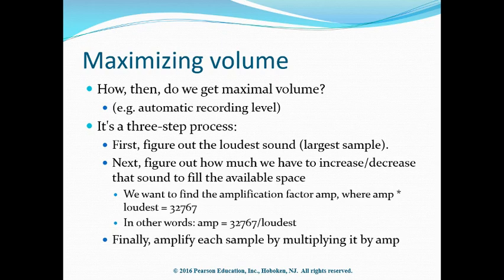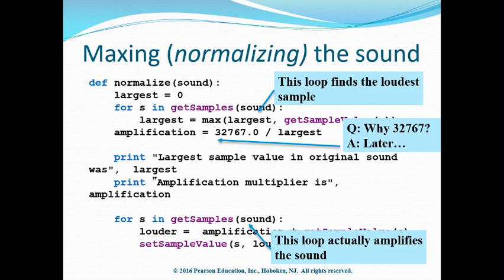How then do we get maximal volume, or automatic recording level? It's a three-step process. First, we figure out the loudest sound, which is the largest sample. Next, we figure out how much we have to increase and decrease that sound to fill the available space. We want to find the amplification factor, amp, where amp times loudest equals 32,767. In other words, amp equals 32,767 divided by the loudest. Finally, we amplify each sample by multiplying it by the amp. So maximizing or normalizing the sound.